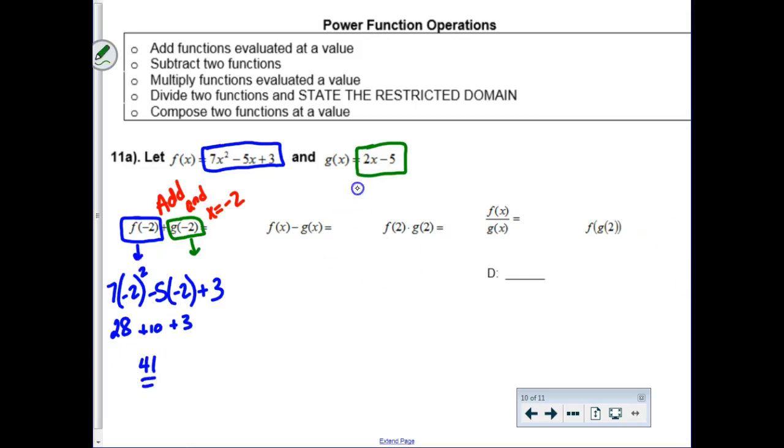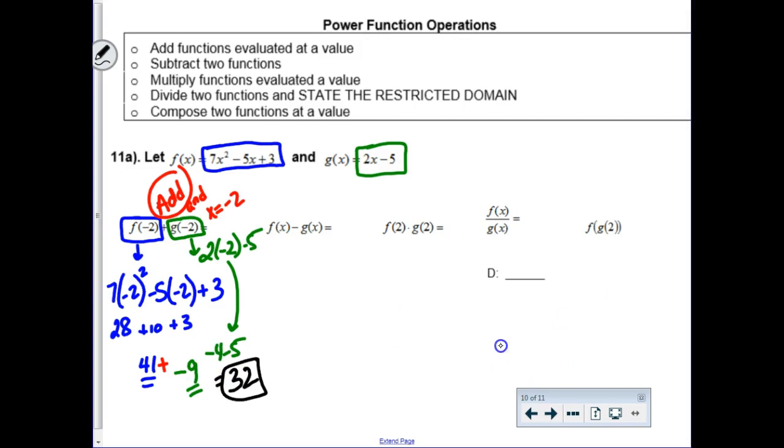Now I plug in -2 into the g function, which would be 2 times -2 minus 5. I should have given you more space. I apologize. I'm going to work down here. So that's -4 minus 5, so that's -9. And then according to our directions, we're supposed to add them together. So 41 plus -9. I'm a math teacher, I should be able to do this. That's 32. So the final answer to that question is 32. If you would rather add the functions together and then plug in -2 at the end, that is another acceptable way to do this question.